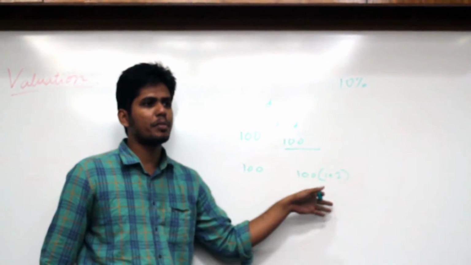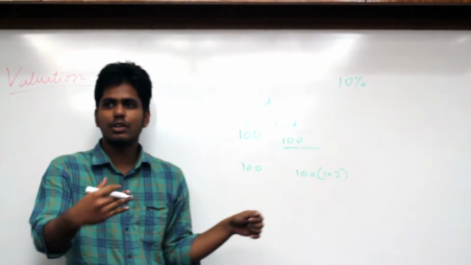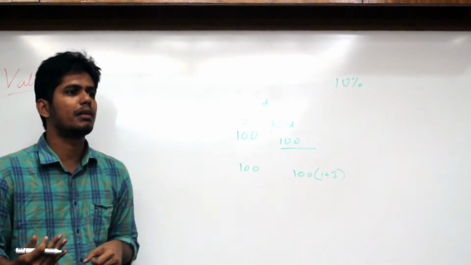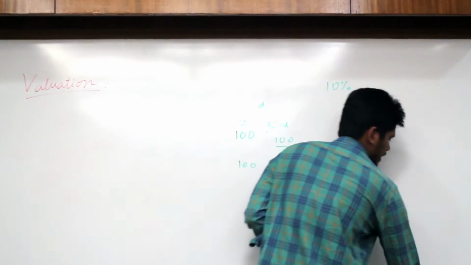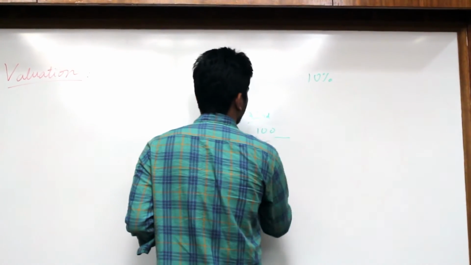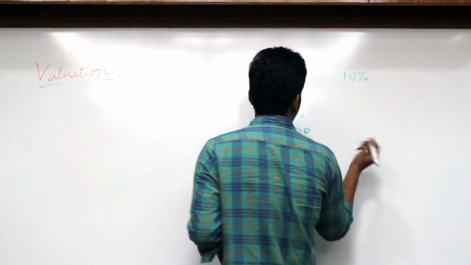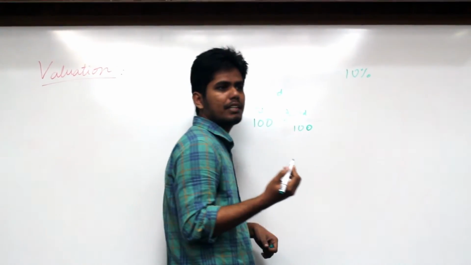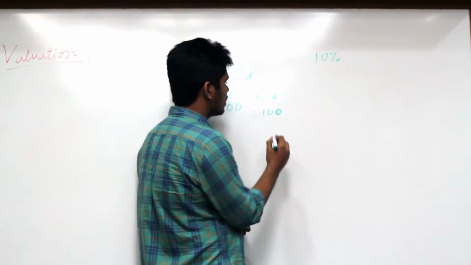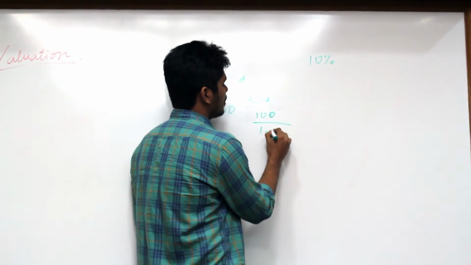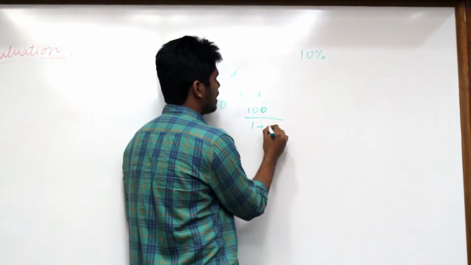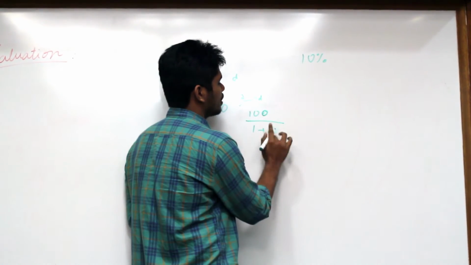The discount rate need not be equal to the interest rate, because since you are doing some business, you expect a better return when compared to the bank. So you decide the discount rate based on the expected returns which you want. Suppose I expect 10% returns from this. It will be 100 by 1 plus D, where D is 0.1.